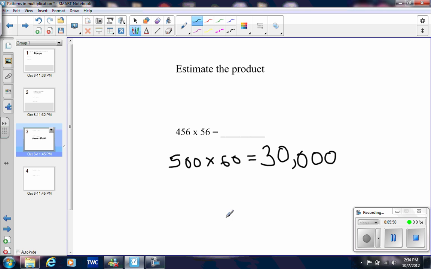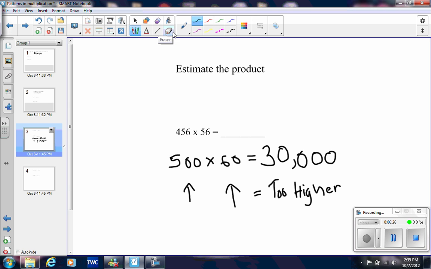We rounded it up to get from 456 to 500. Again, we rounded it up to get from 56 to 60. So this estimate that I'm getting, I rounded up to get to 500, I rounded up to get to 60. 30,000 is an estimate that is actually not too high, but it's higher than the real answer. So I think I'll probably erase that "too high", but it is.